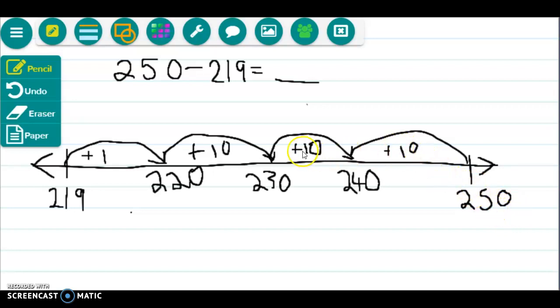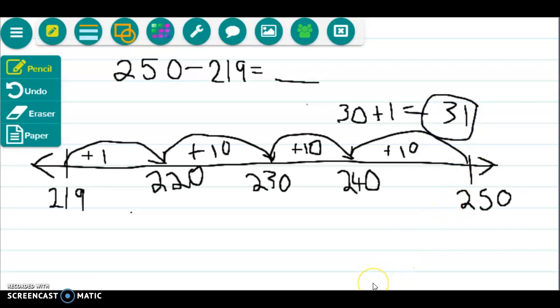So now all you have to do is add your jumps. I have 10, 20, 30, plus 1. That equals 31. And that's your answer. 31.